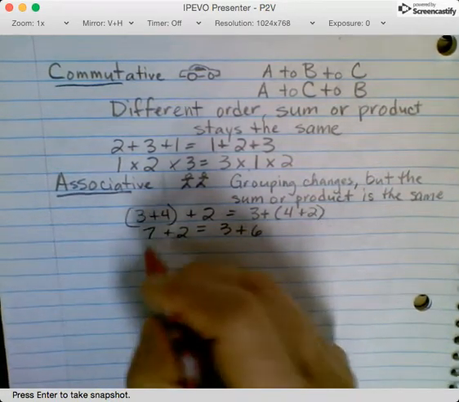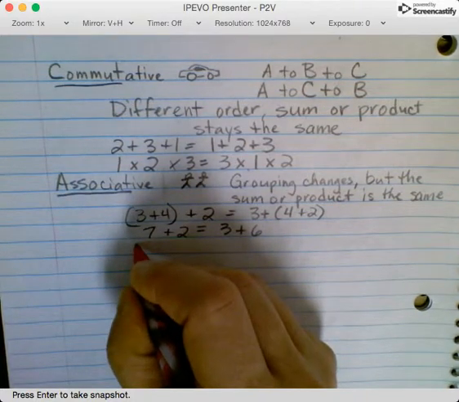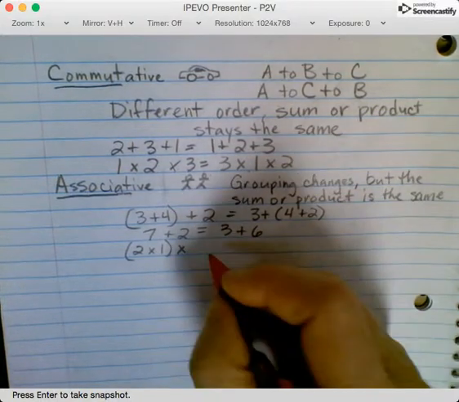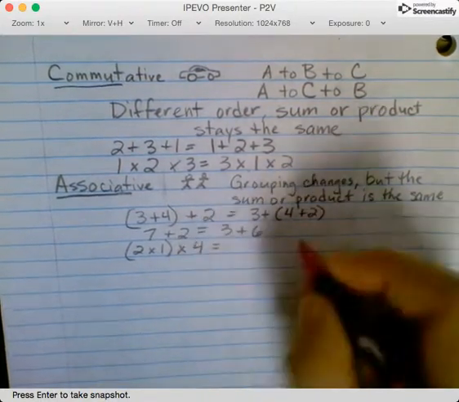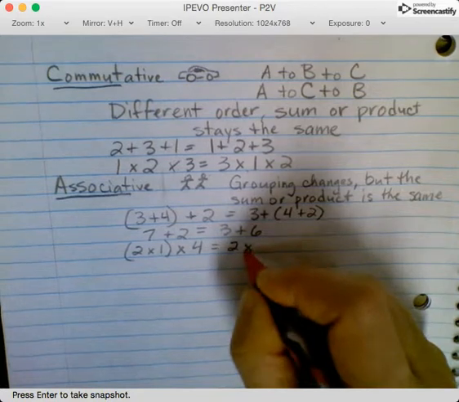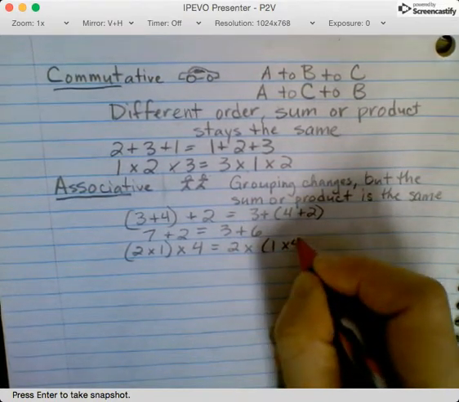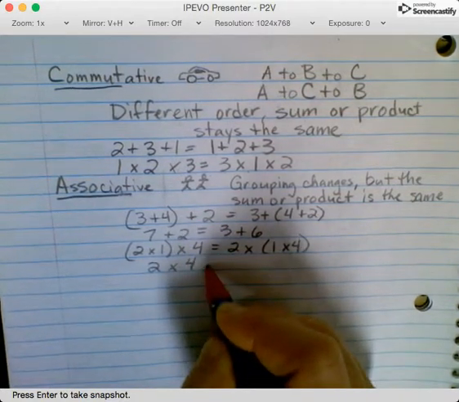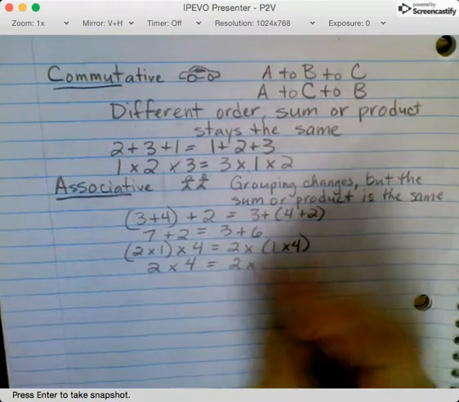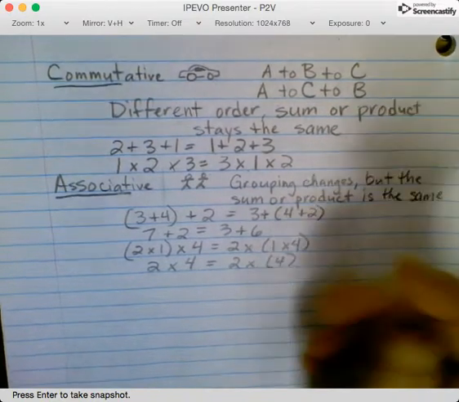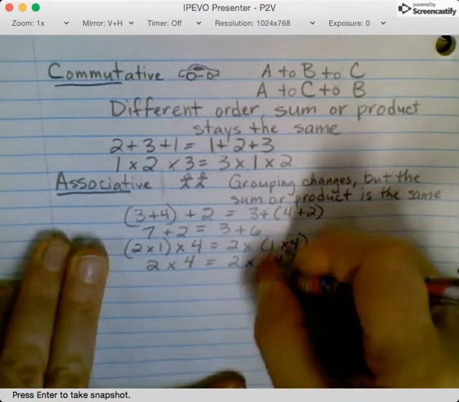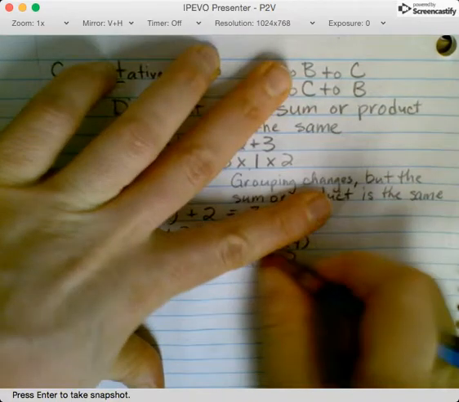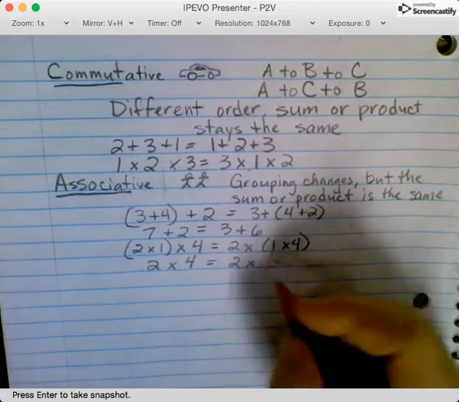If I do it with multiplication, 2 times 1 times 4, or 2 times 1 times 4. So this one I would do the 2 times 1 first, which is in parentheses. This one I would do the 1 times 4 first, which is in parentheses. And 2 times 4 is the same thing as 2 times 4. So both of those are equal to 8.